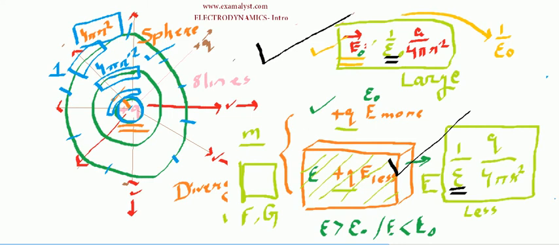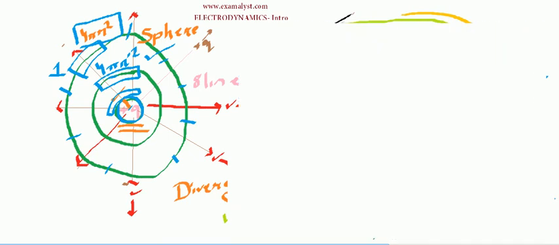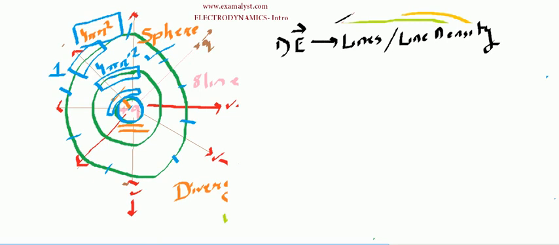So after so many things, we have reached the conclusion. Our conclusion is the following. One: electric field lines, or the electric field, can be represented in the form of lines, but the real thing that describes the electric field is actually line density. Okay, this is the real quantity that can describe the electric field.